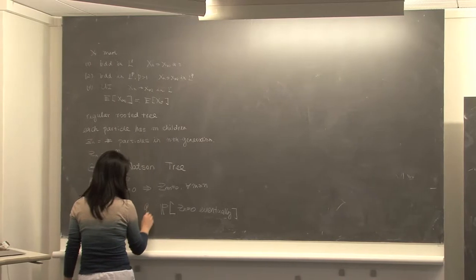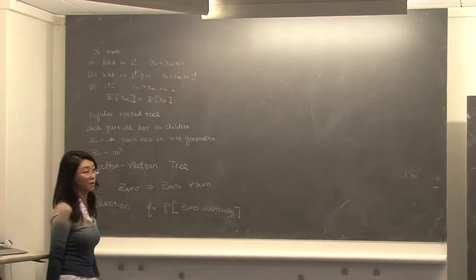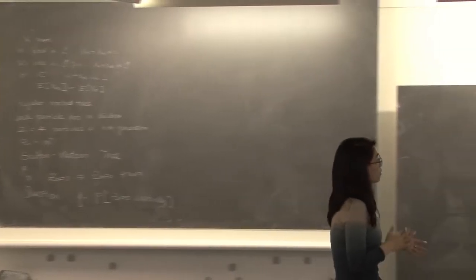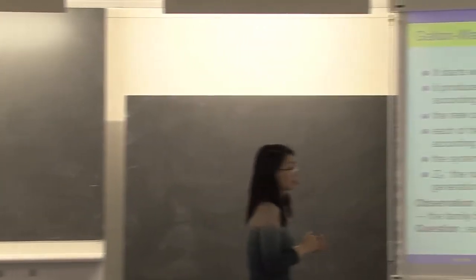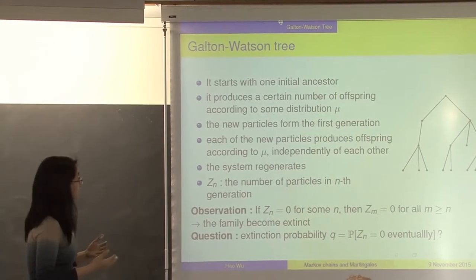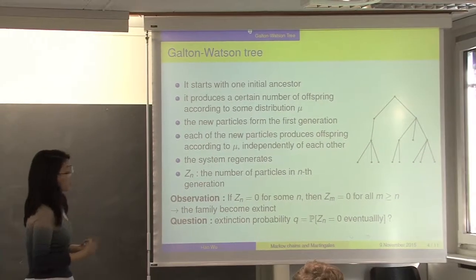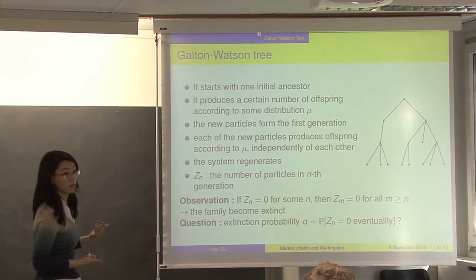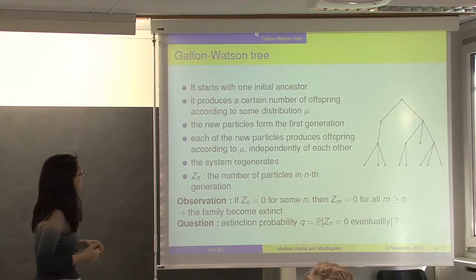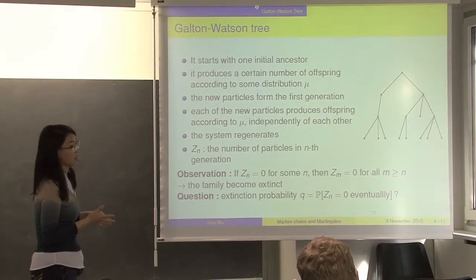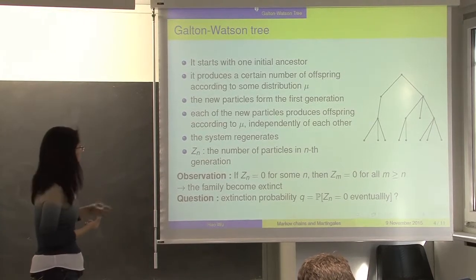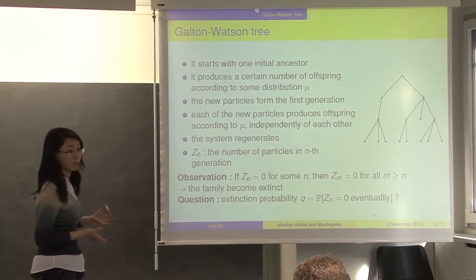And we define this probability as the extinction probability Q. So here in this model, we can imagine that for this random measure mu, if we have high probability to have many children at each step, of course, we will have high chance to survive. Then this extinction probability will be small. But if for this measure mu, we have high probability to have no children or only one child, then finally, of course, the family will die out.